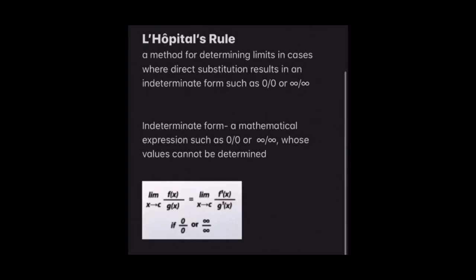Here is a chart showing how to apply L'Hopital's rule. Basically, you take the derivative of the top over the derivative of the bottom when you have an expression that is 0 over 0 or infinity over infinity.